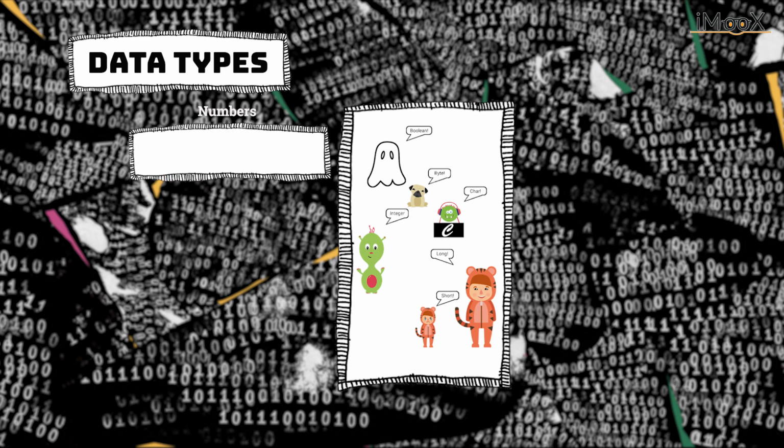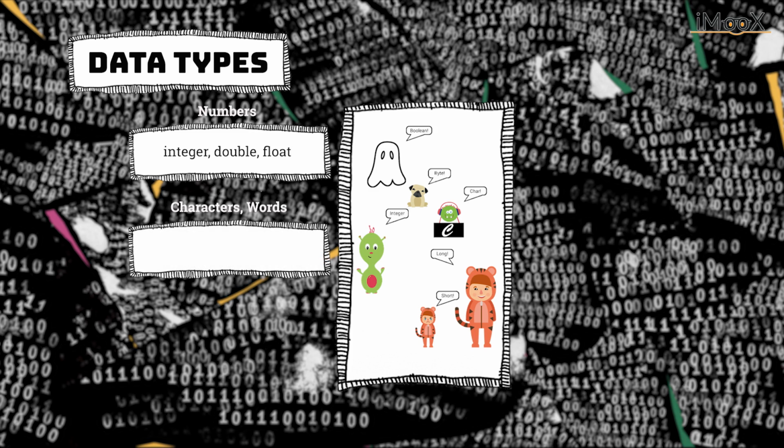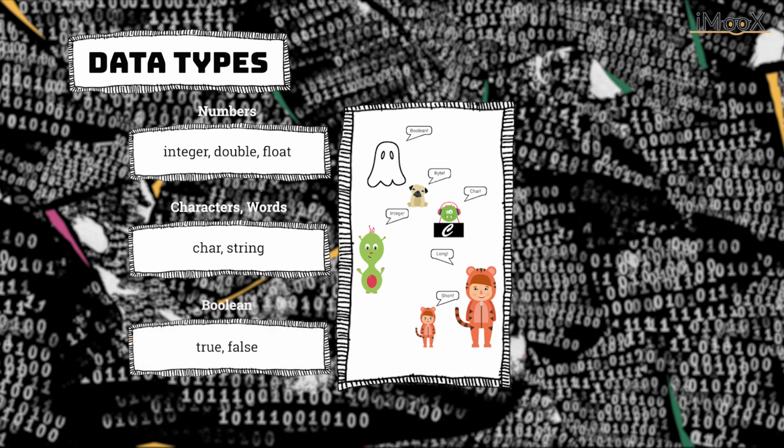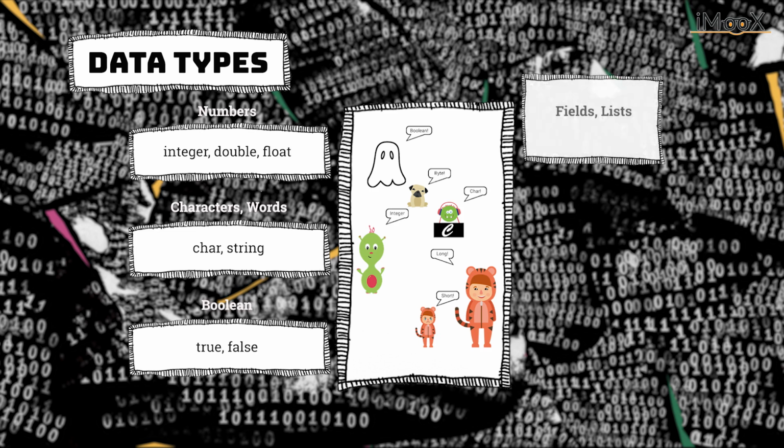We need a variable of the data type integer for whole numbers, and we need the data type double or float for floating numbers. To store individual characters, for example the letter A, you need a variable of the data type char. Whole words or texts, as so-called character strings, can be stored in a variable of the data type string. There are also data types for logical values, true or false, the Boolean values 1 and 0. Additionally, there are more specialized data structures, such as fields and lists, which contain again values of a certain data type.